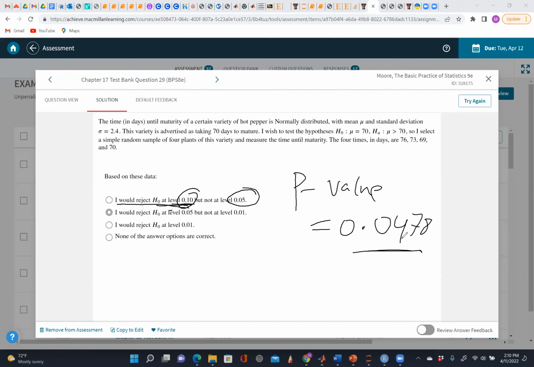The second option is I would reject H0 at level 0.05, that's correct, but not at level 0.01. That's also correct, because if we consider alpha to be 0.01, then the p-value is greater than alpha, so we fail to reject. That means we do not reject at this level, but we reject at 0.05. So this is the correct answer.